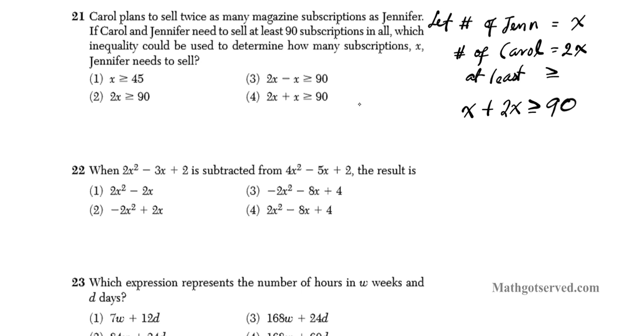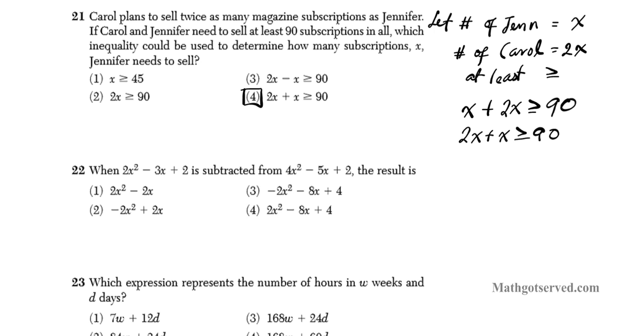All right, let's look at our options. The one that matches this. We know that addition commutes, right? So we can also write it as 2x plus x is greater than or equal to 90. So our final answer is option number 4. All right, so there you have it.